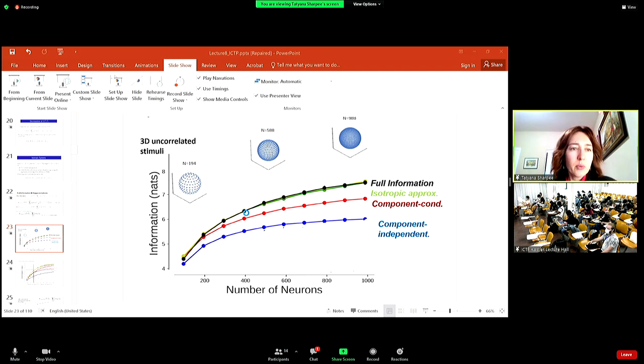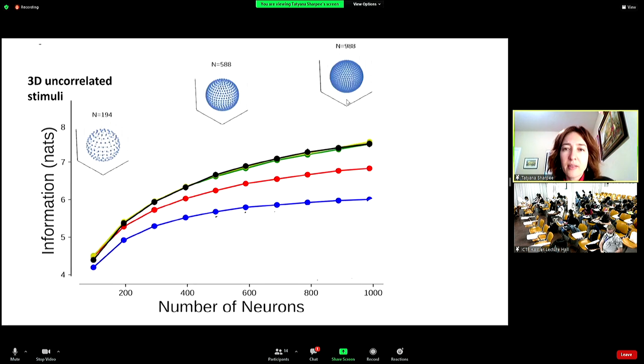Then we had a question in the chat, also an interesting one: an observation that if you look on this slide, the information doesn't quite increase with the number of neurons, right? There are two comments I can make, maybe there are more. First, information is roughly logarithmic in the number of neurons.